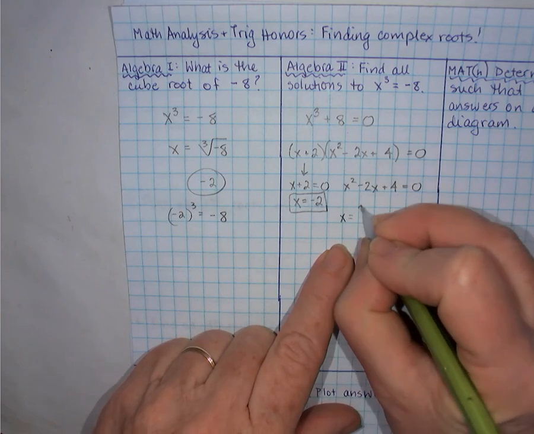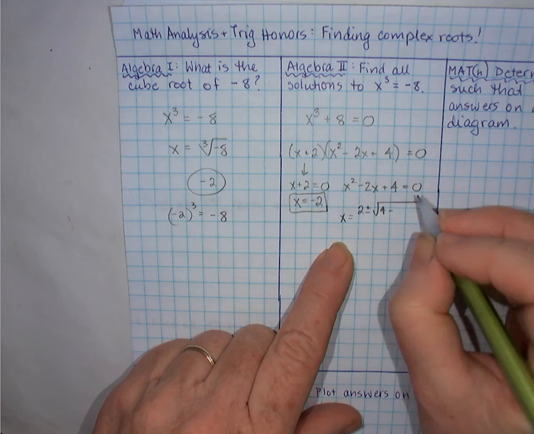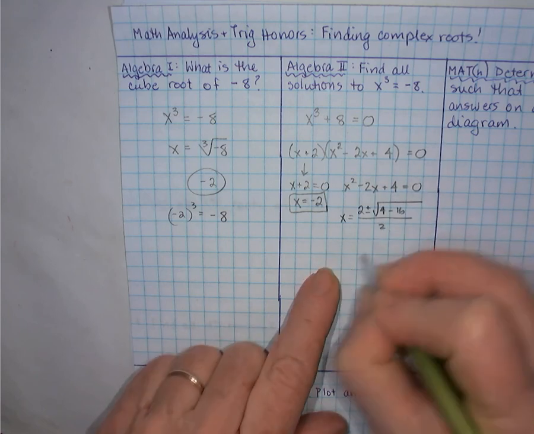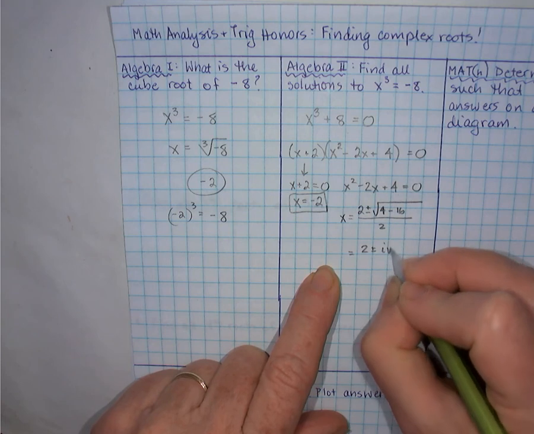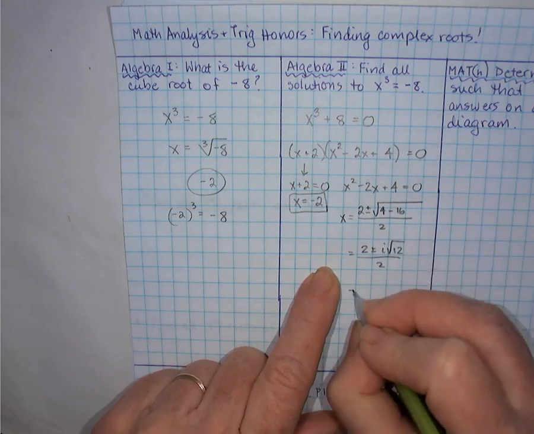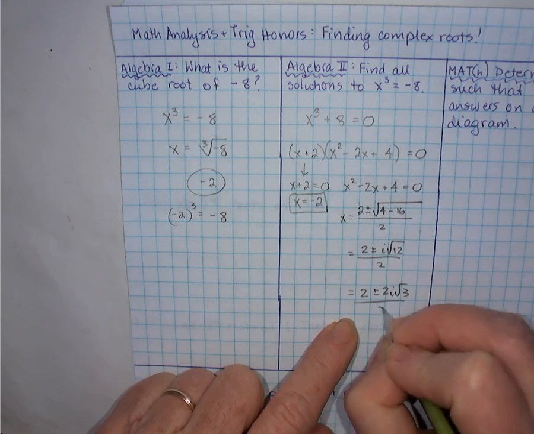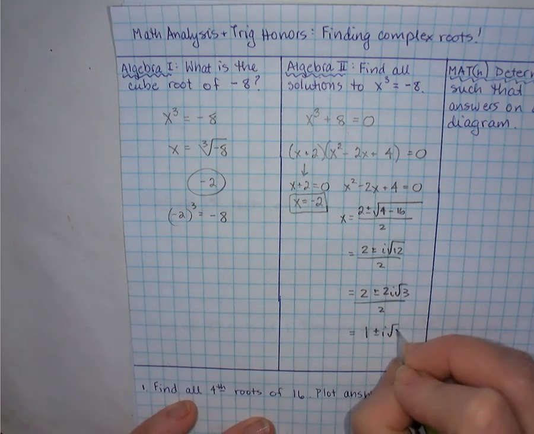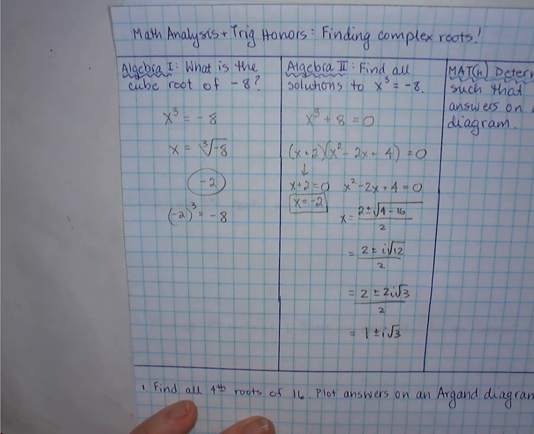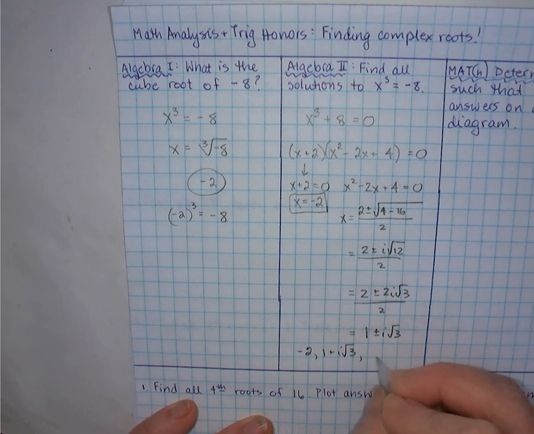So that gives us x is 2 plus or minus the square root of 4 minus 4 times 4, which is 16, all over 2, which gives us 2 plus or minus the square root of -12. I'm going to write that as i root 12 over 2, which gives us 2 plus or minus 2i root 3, simplifying, all over 2. So we end up with 1 plus or minus i root 3. So we have 3 solutions. We have -2, we have 1 plus i root 3, and we have 1 minus i root 3.